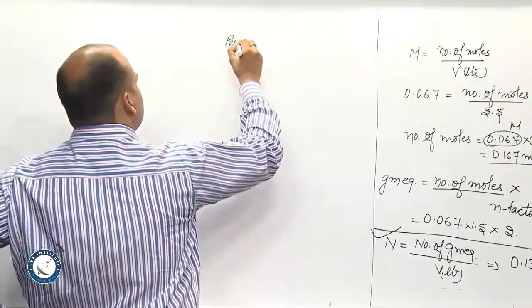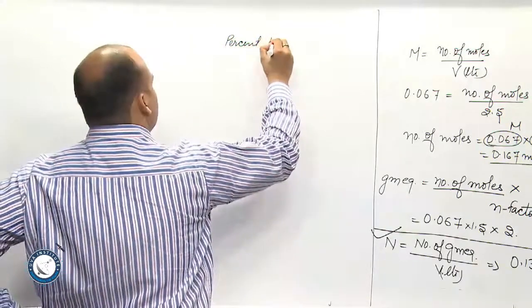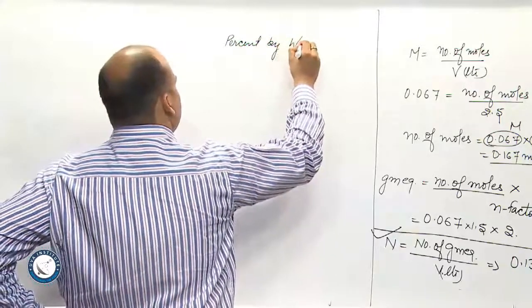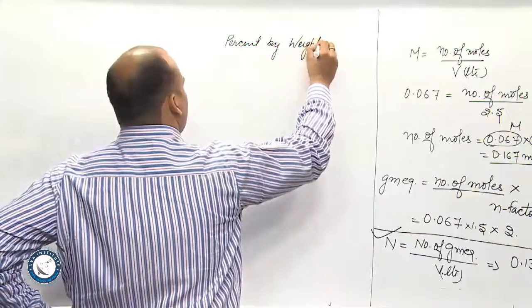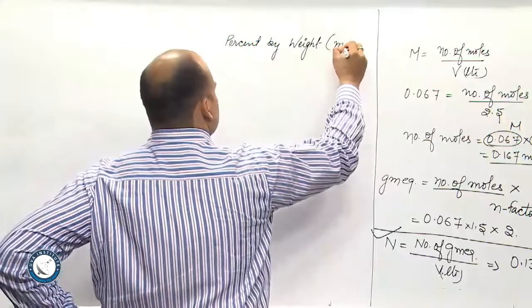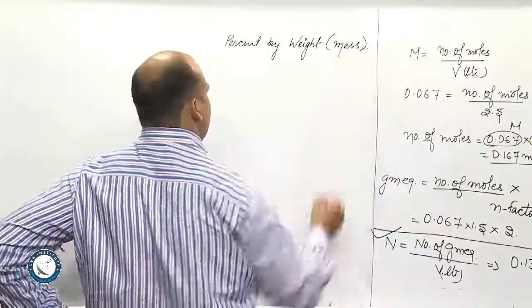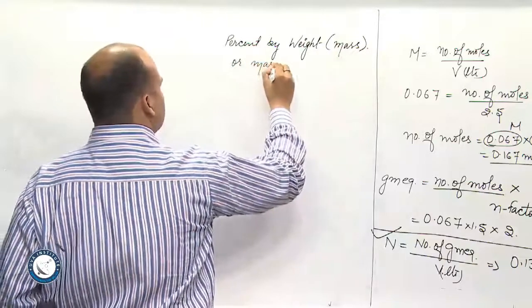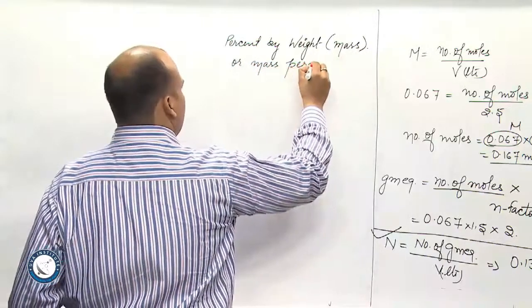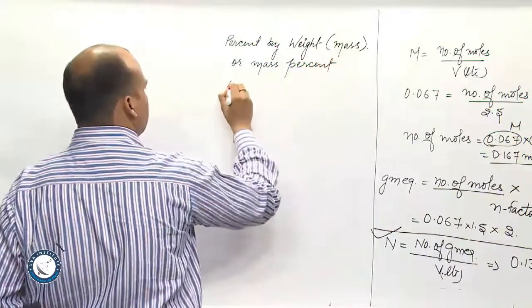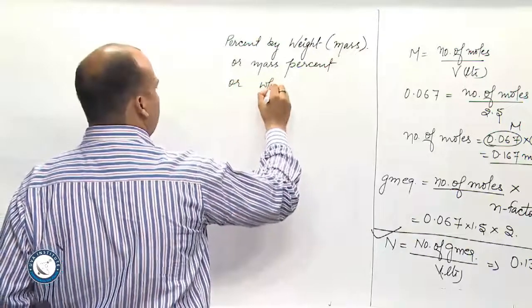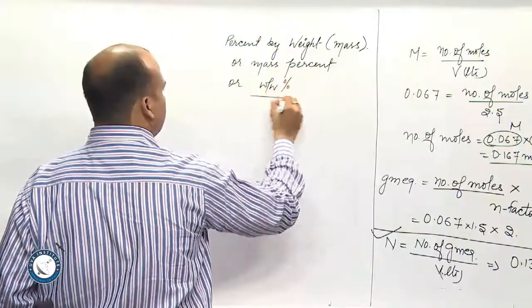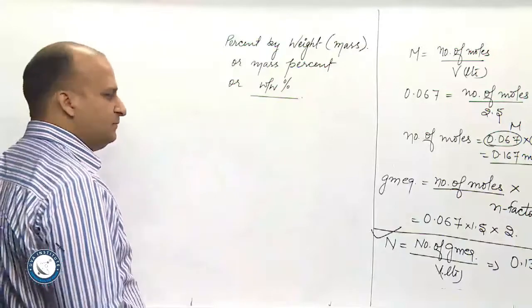Okay? Now, the next thing is percent by weight, or percent by mass, or you can say mass percent, or you can say W by W percent. It's one and the same thing, no difference at all.